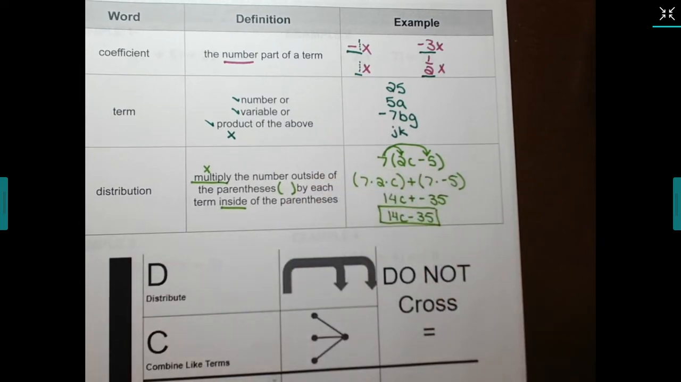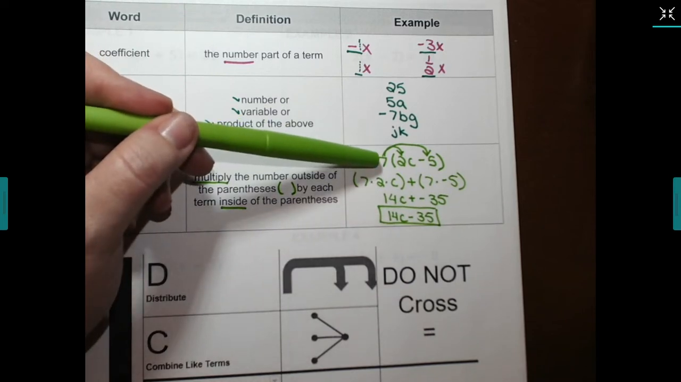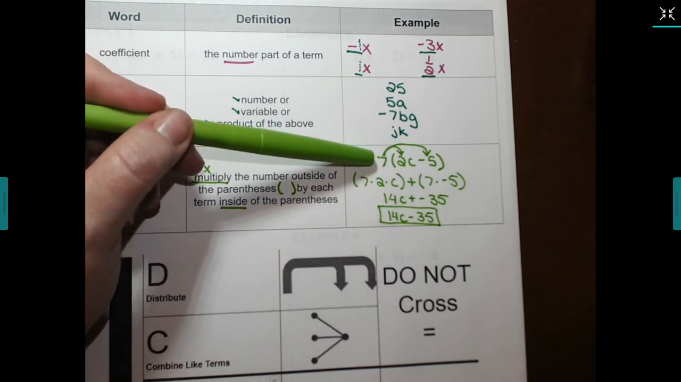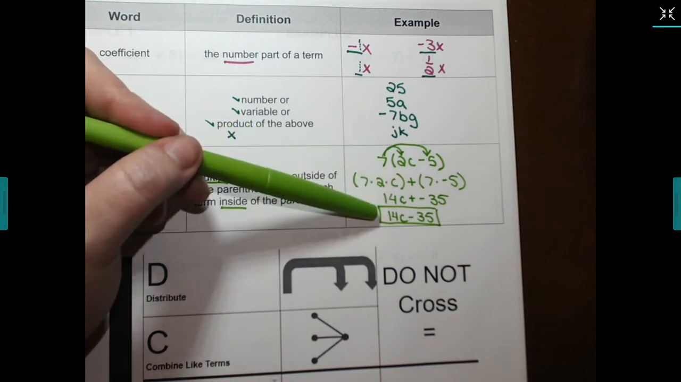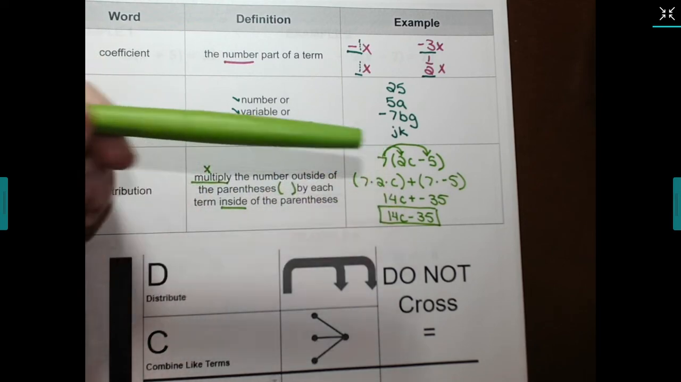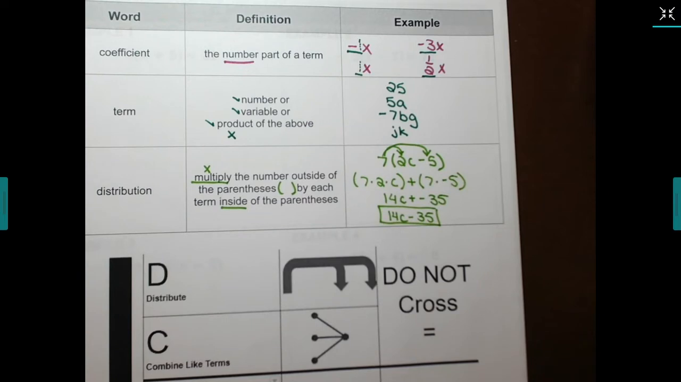And that's how you distribute. Remember these expressions, 7 times 2c minus 5 and 14c minus 35, those are equivalent. They mean the same thing. They're just written differently. Go ahead and get caught up on that one.